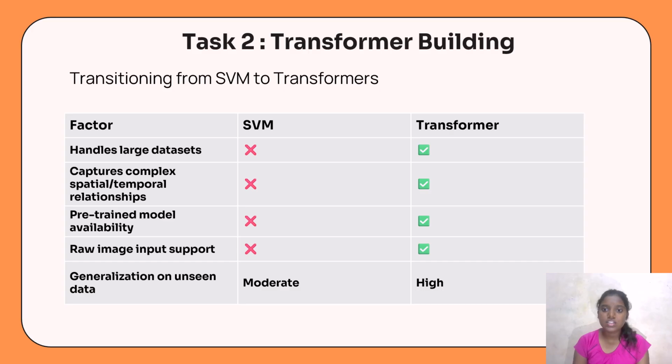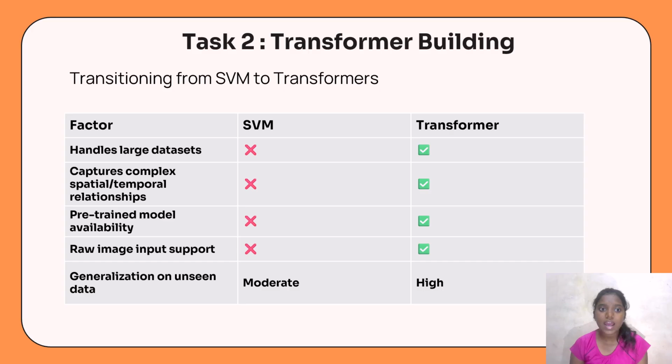The next task that we have worked on is transformer building. We moved from traditional SVMs to a transformer model for facial recognition. Transformers, originally used in NLP, are powerful due to their attention mechanism, which helps in understanding relationships between the features. So these are the factors that helped in choosing transformer over SVM.